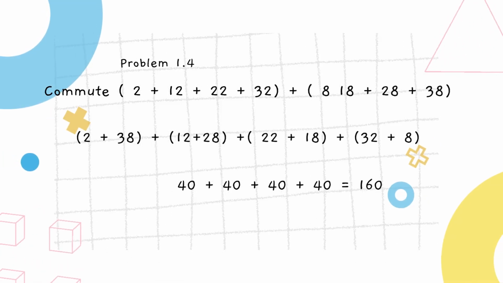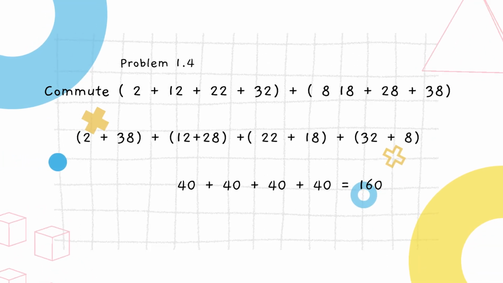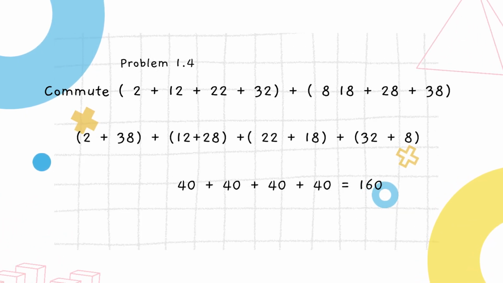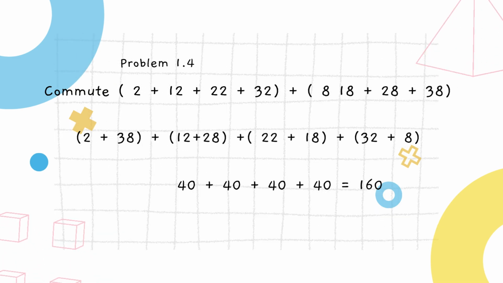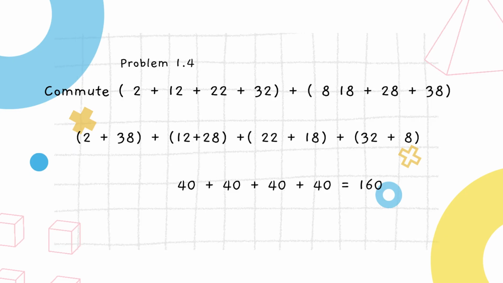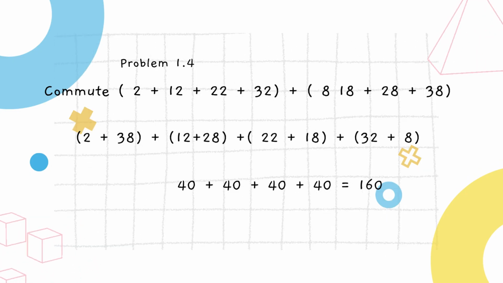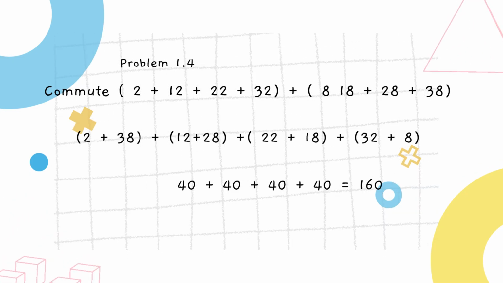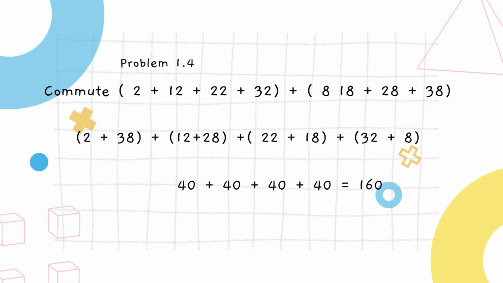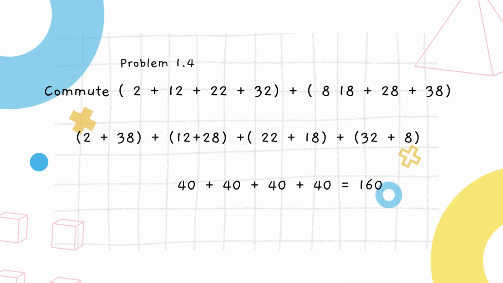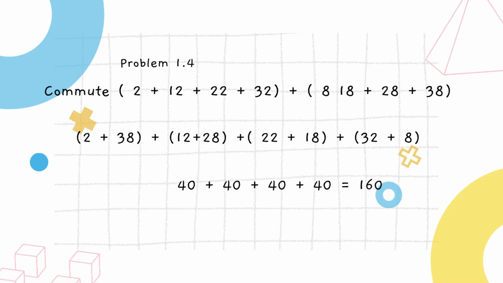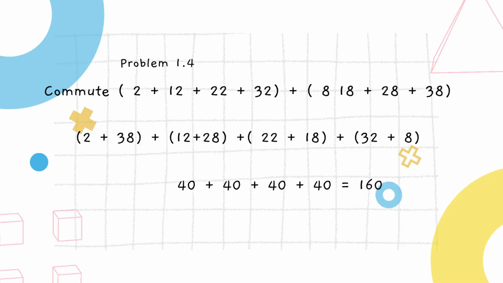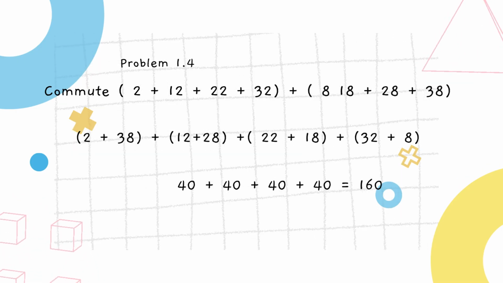In problem 1.4, we can start with 2, then add 12, then add 22, and so on. But that's just too much work. Instead, let's try to rearrange the sum in a useful way. Let's pair up the numbers so that each pair has the same sum. Specifically, let's pair each number in the first group with a number in the second group. So 2 plus 38, 12 plus 28, 22 plus 18, 32 plus 8. The first pair of numbers adds up to 40. So does the second pair, third pair, and the fourth pair. So our sum becomes 160 when we add 40 plus 40 plus 40 plus 40.